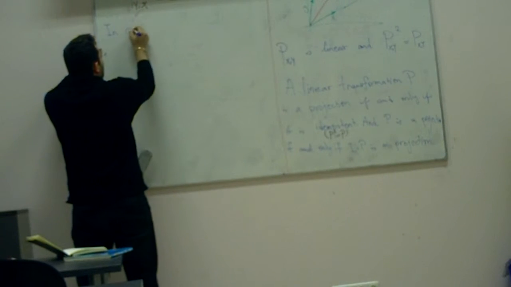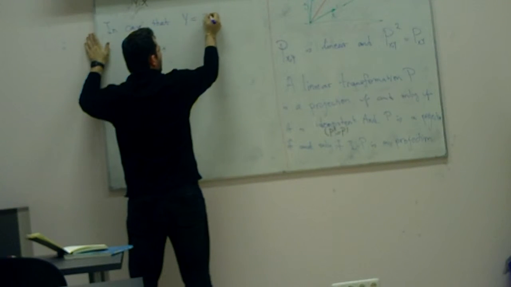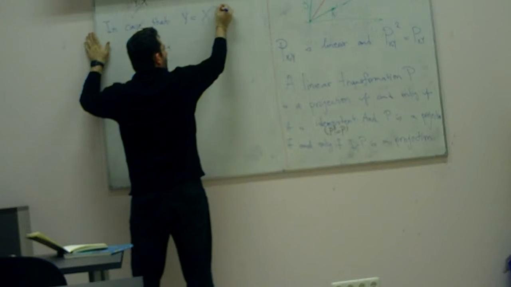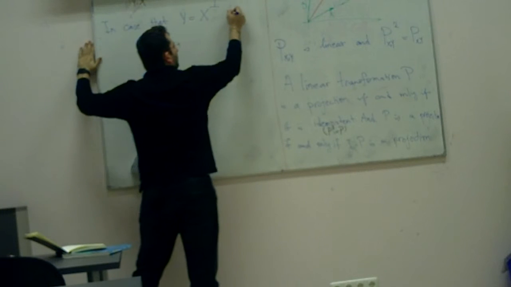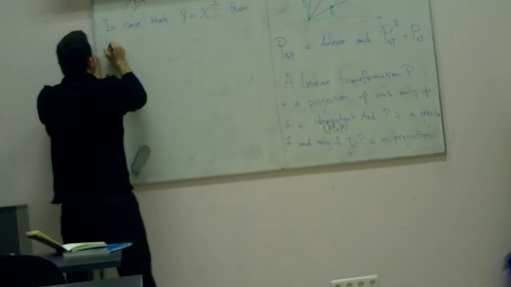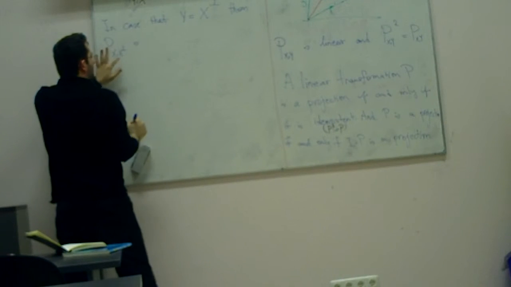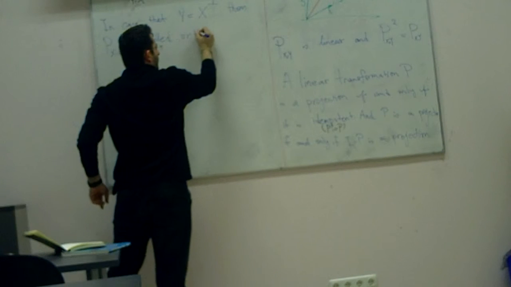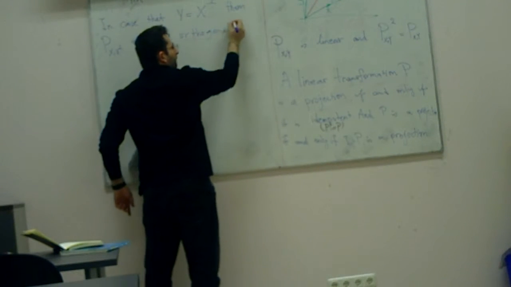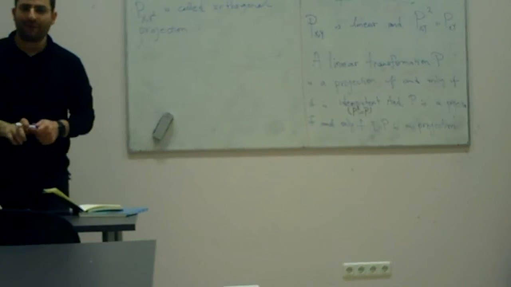In case that Y is the orthogonal complement of X, then P_X along X orthogonal is called orthogonal projection, like the Cartesian coordinates that we have.